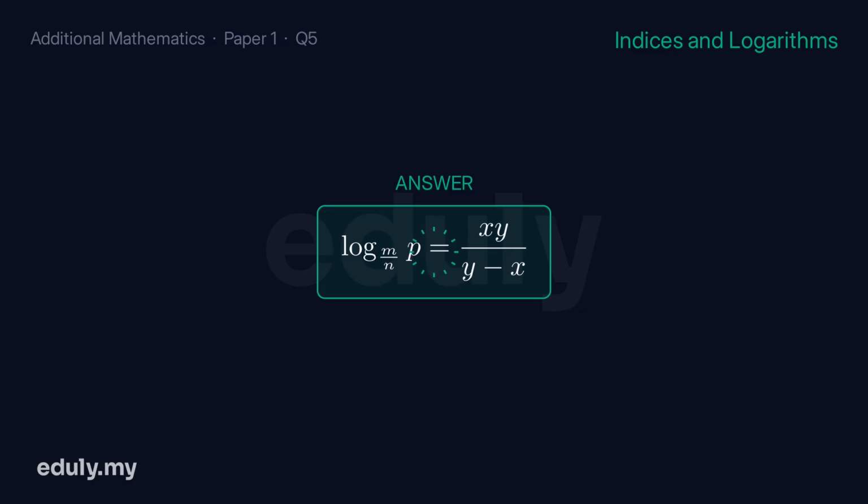Final answer: log base m over n of p equals xy over y minus x.